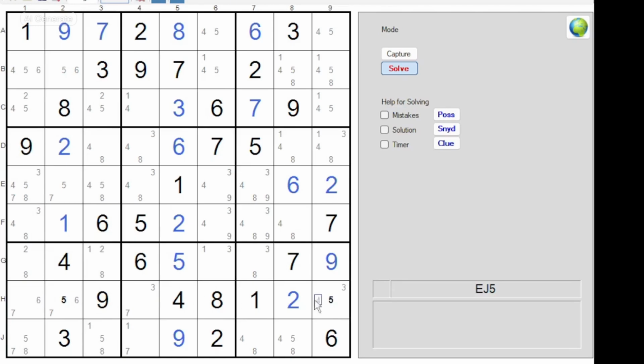In this row, we have a pair of complementary candidates that can be associated in this sector with the complementary candidates of this column, allowing us to eliminate the candidate 5 from the cell located under the two extremes, in this case, this one here. And now we can continue solving our Sudoku.